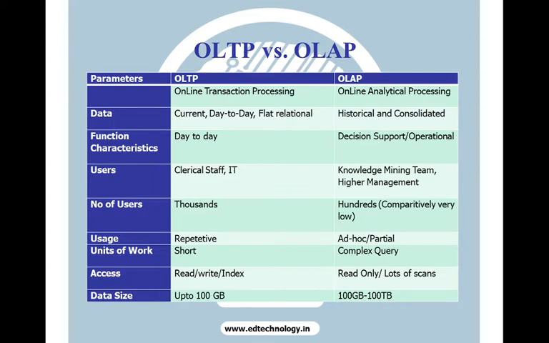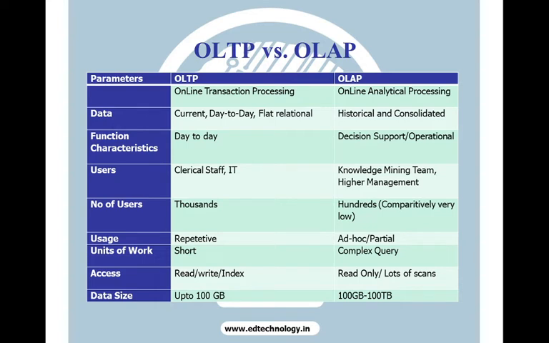When we talk about usage, OLTP is accessed repetitively and a lot of data is fed in and out through your databases. Whereas OLAP is used on a very ad hoc, very partial basis, only when you want to get a new set of data from the warehouse; that is when you perform OLAP operations. When we talk about units of work, it is very short, very simple in OLTP. As I said, your queries and your interactions with the databases are the units. Whereas in OLAP, it is a very complex query. It requires a lot of complexity in order to get the different decisions.